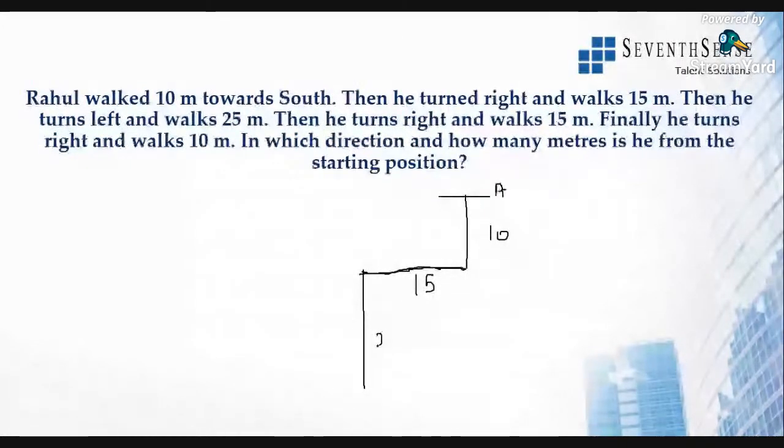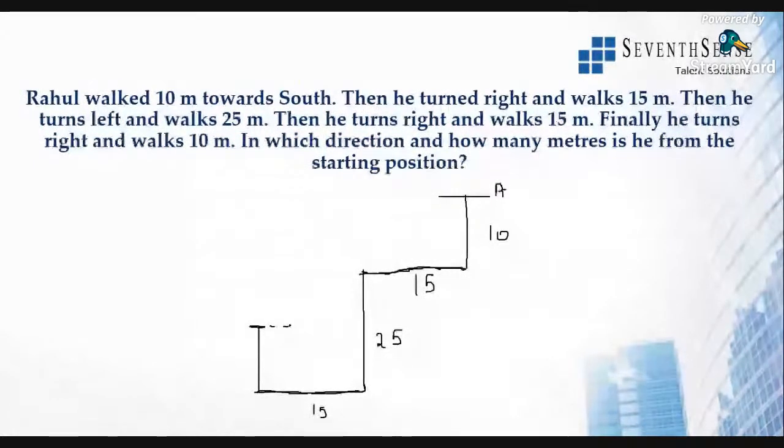All right. Now he turns right and walks 15 meters. Again, right. Right in the sense from south, it is west. So the same distance here. So this will be 15 meters. What is it telling? Finally, he turns right again. So from west, right in the sense it will be towards north. So he turns north and he walks 10 meters. So he just walks 10 meters here. And he reaches this point.